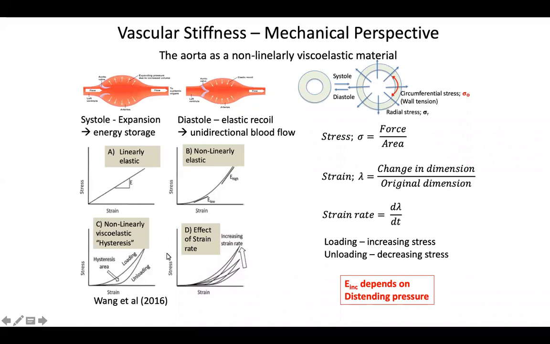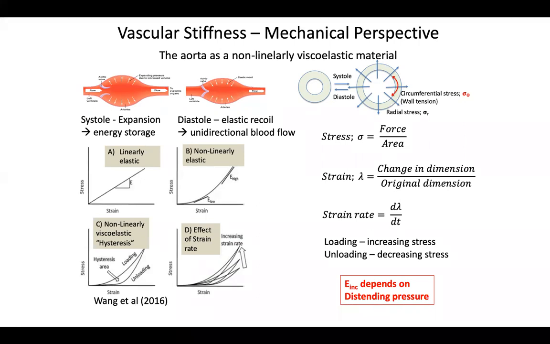And for viscoelastic, nonlinear viscoelastic materials, the loading and the unloading curves are actually separated in this manner so that you have a loop set up like this, and this is called hysteresis. And this is very characteristic of blood vessels.